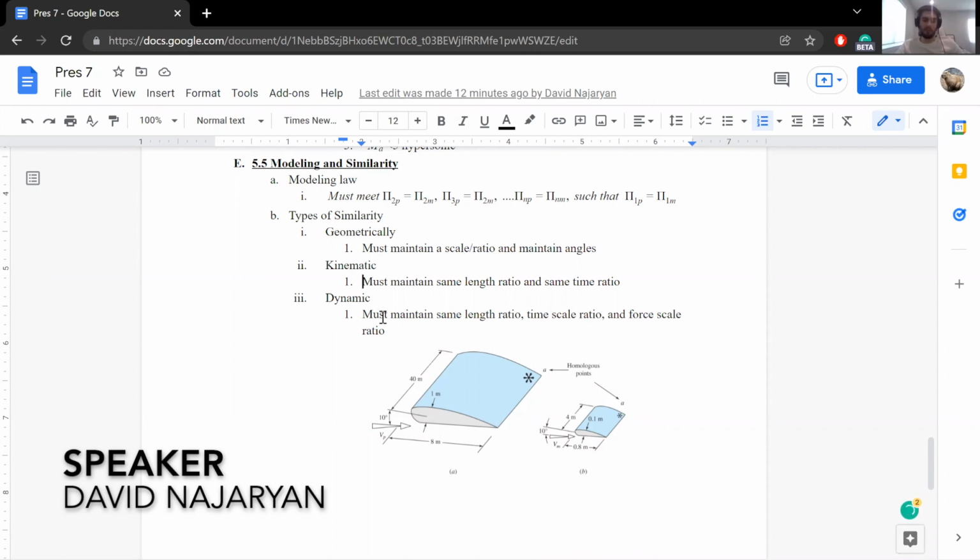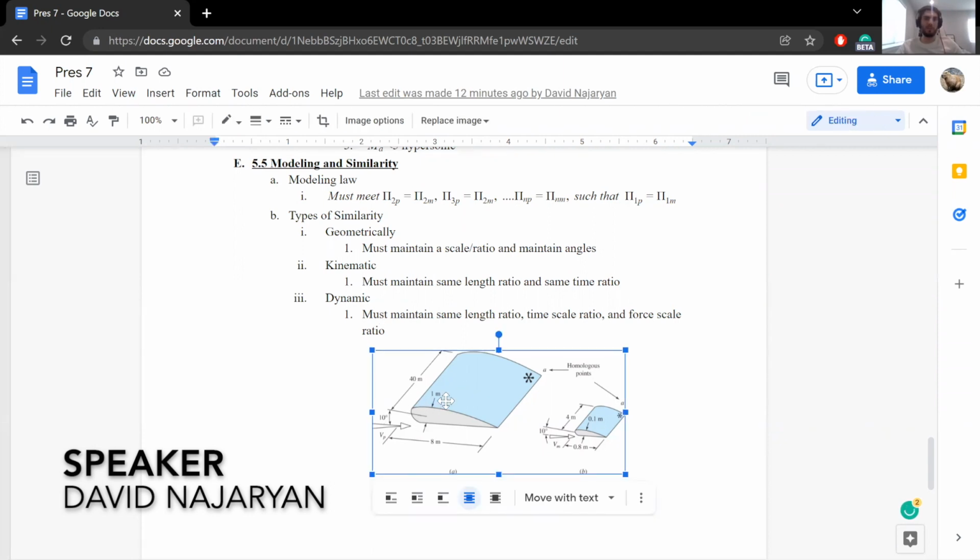And for dynamic, the length, time, and force all have a linear scale ratio. Here is a picture of geometric similarities.